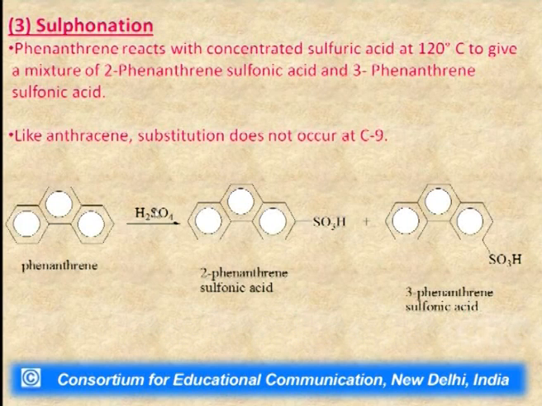In case of sulfonation, phenanthrene on reaction with sulfuric acid, we do not get the substituted product at the carbon number 9. We get here a mixture of 2 sulfonic acids, one of them is 2-phenanthrene sulfonic acid and one of them is 3-phenanthrene sulfonic acid at temperature 120 degrees centigrade. This is because of these bulky sulfonic acid groups, so steric hindrance takes place here, and instead of getting the 9 substituted product, we are getting a mixture here.